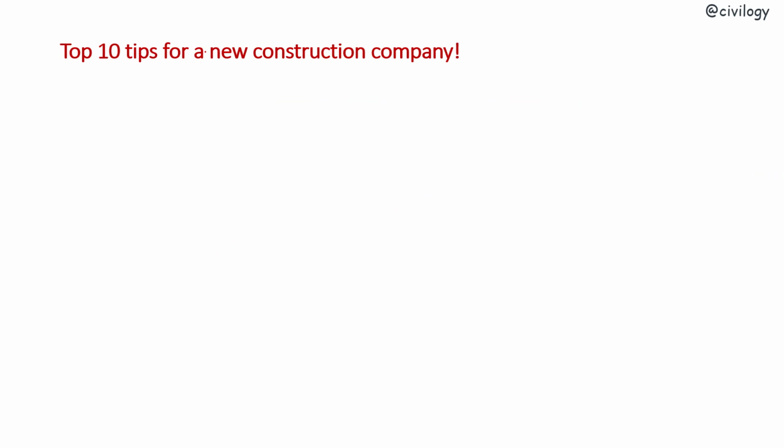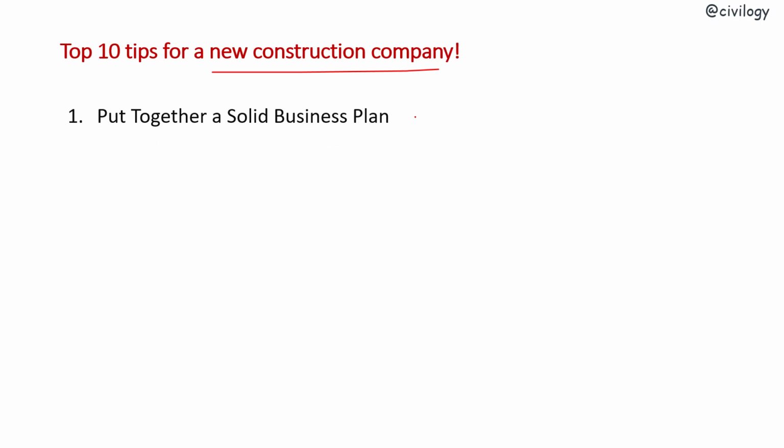Next, the top 10 tips for a new construction company in India. These are not exactly top 10 tips. These are the procedures you have to follow while you're establishing a new company. They are: put together a solid business plan. What is your company goal, what achievements have to be made in 1 year, and what is your business model? These are the things you have to plan 3 months before starting a company.